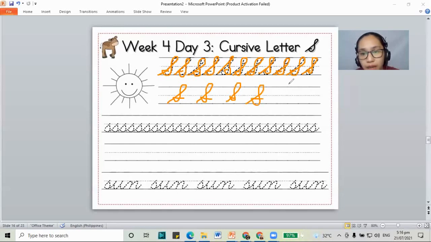Try to make a line first. Go around. And make your tail go in. Go make a loop. Go around. The tail in. Letter S. That's capital S. Your lowercase s. Try to follow your S.